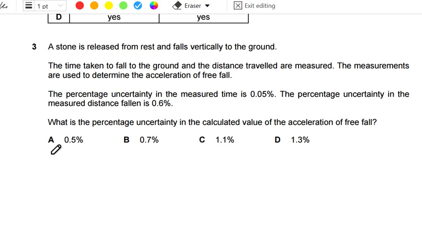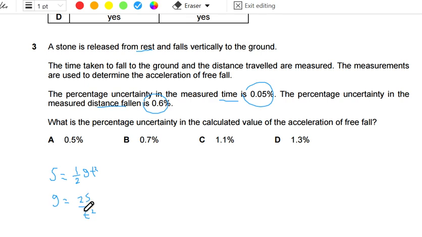We have uncertainty percentage in time 0.05 and in distance 0.6. We know from the equation of motion that S equals half g t squared for an object that falls freely under gravity and from rest. So we can rearrange for g as follows.